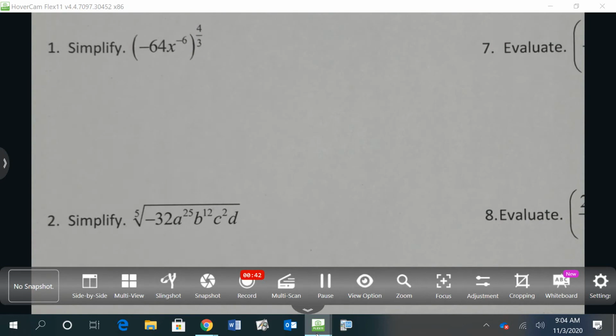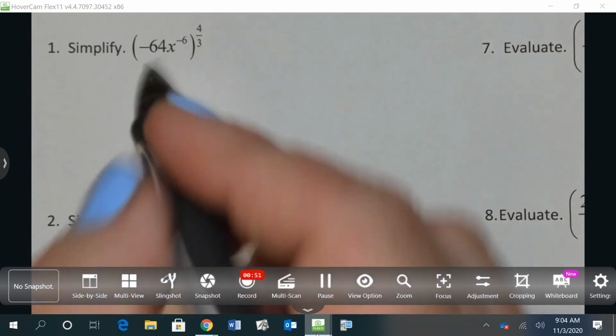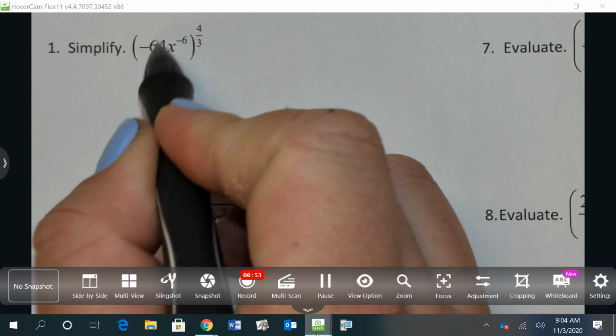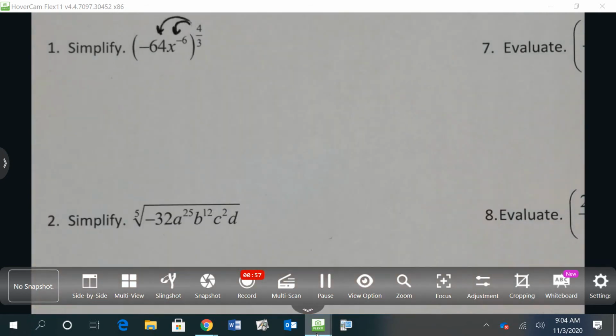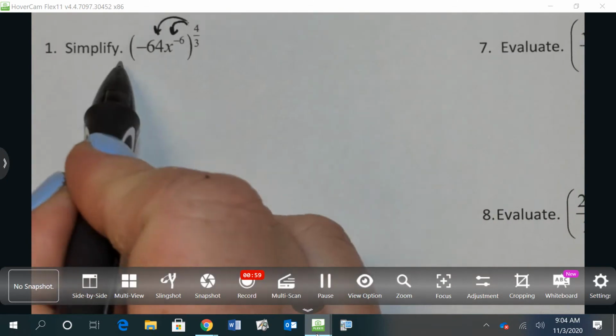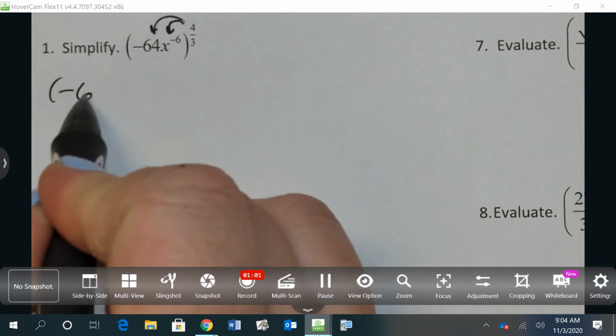In my opinion, the more problems you practice, the better you're going to get at this. Like most things, the more problems you practice, the better idea you'll have on how do I enter this problem? What is the entry point? So this exponent on the outside needs to be applied to both items inside, both the negative 64 and the x to the negative 6th. Now it came from parentheses, it must remain in parentheses.